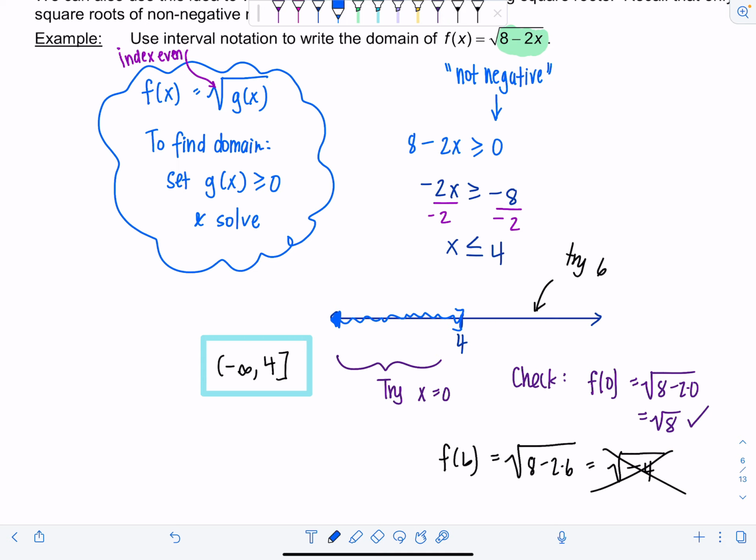And then what if you're living dangerously? You're going to pick 4 right on the edge. Can you do it? We're saying it's part of the domain. It better work. So f of 4 is square root of 8 minus 2 times 4. That's 8 minus 8. What's the square root of 0? It's just 0, right? 0 times 0 is 0. Yeah, that's fine, but that's it. You're pushing it. Don't even think about 4.1. It's not happening, people. All right, good job.